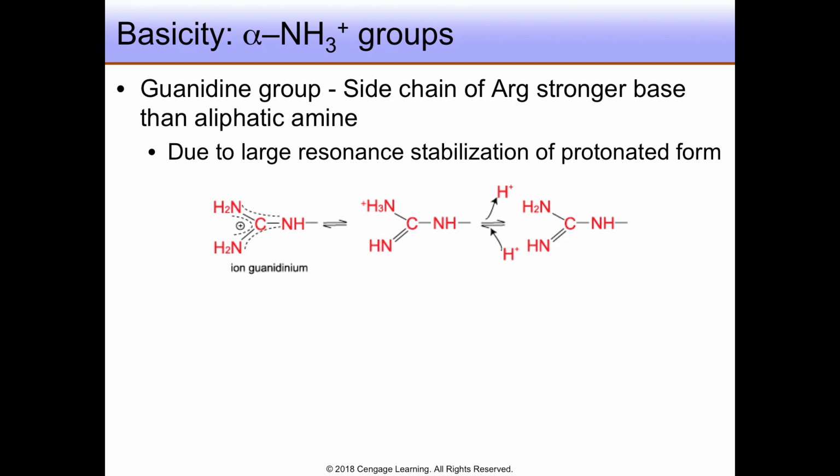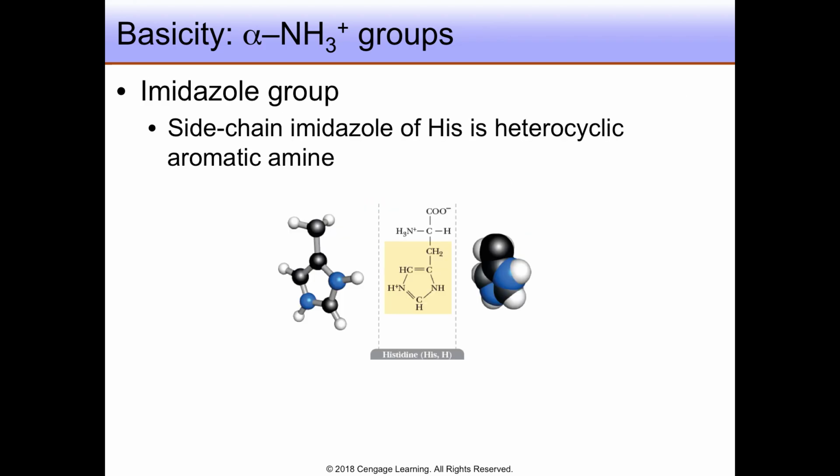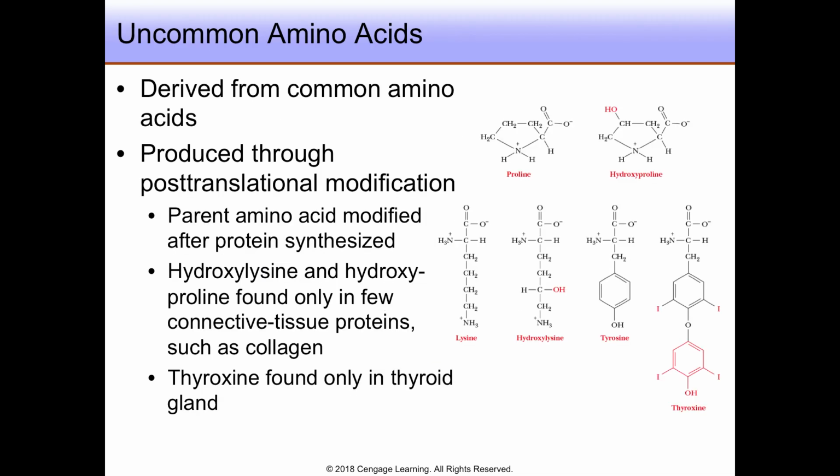If we compare the guanidine group of arginine's side chain, we find it a much stronger base than an aliphatic amine. That is to say, the pKa value is much larger. This is because of resonance stabilization after accepting a proton. A unique feature of the amino acid histidine is that its side chain imidazole is a heterocyclic aromatic amine.